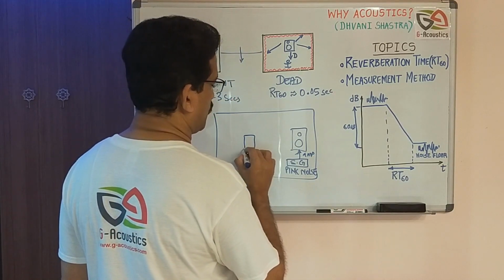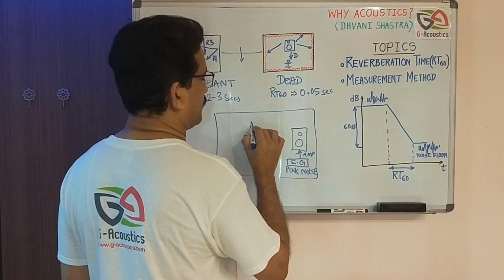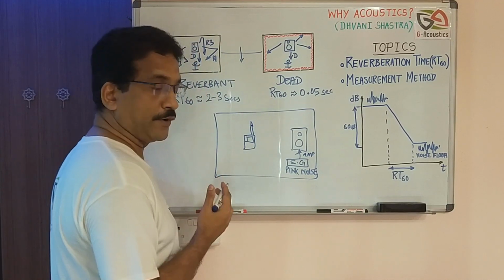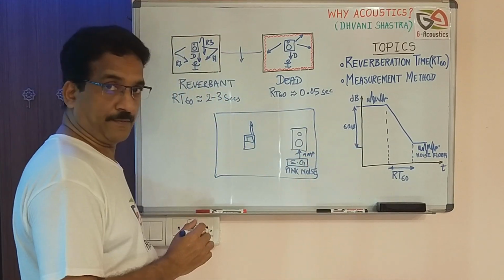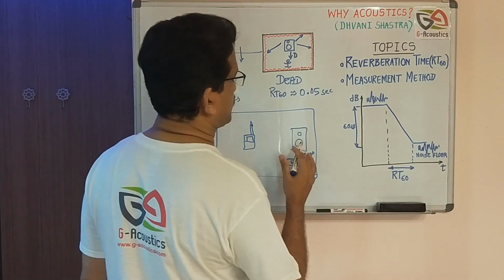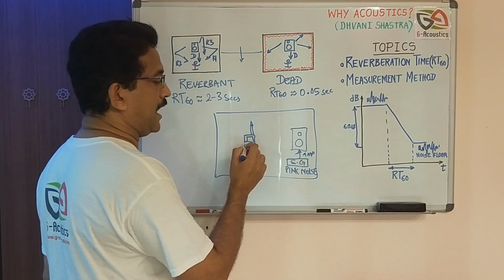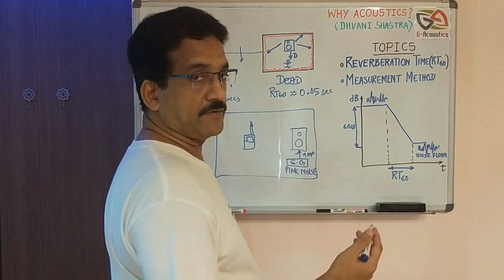Now we have this measurement equipment with a special calibrated microphone, which is going to measure the sound generated by this speaker. Pink noise is generated, it is measured at different frequencies simultaneously, and the readings are given out. Okay.